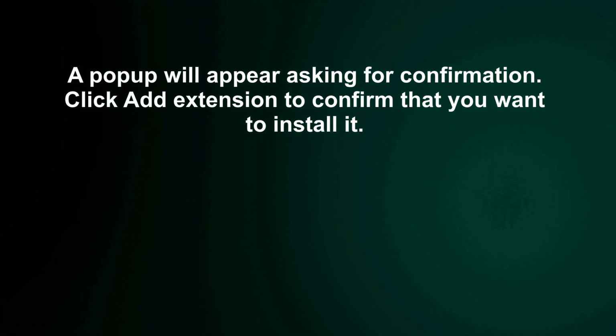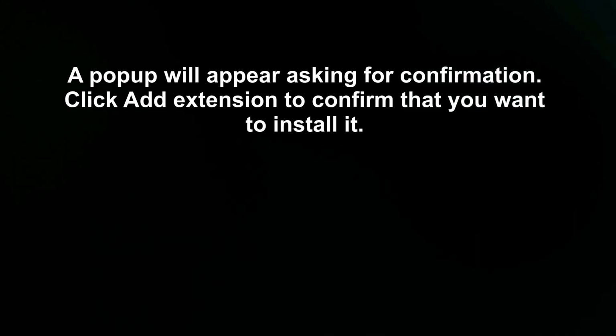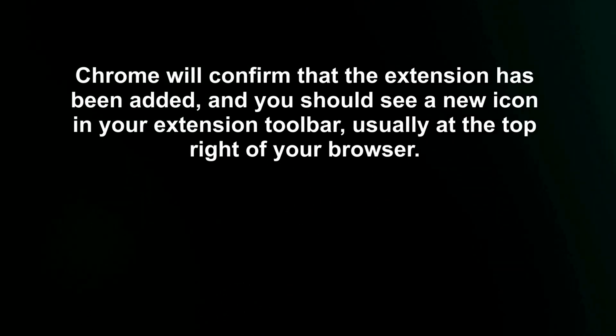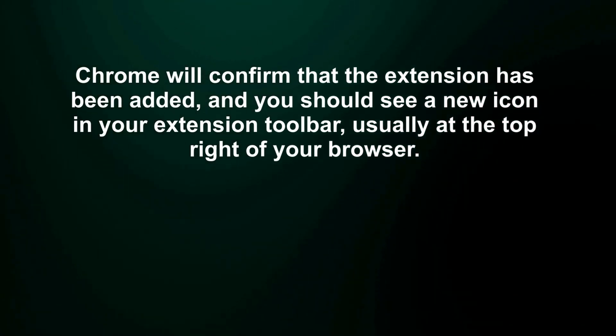A pop-up will appear asking for confirmation. Click Add Extension to confirm that you want to install it. Chrome will confirm that the extension has been added, and you should see a new icon in your extension toolbar, usually at the top right of your browser.